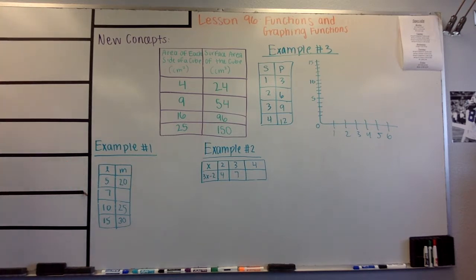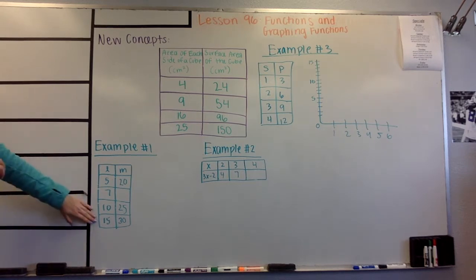So let's take a look at example number 1. It says find the rule for this function. Then use the rule to find the value of m when I is 7. So if we look at the graph and study it to discover the function rule, we see that when I is 5, m is 20. We might guess that the rule is to multiply I by 4. However, when we look at 25 and 10, we know that that's not the case because 10 times 4 would equal 40, not 25. So we look at the values at the bottom of the row and see I equals 15 and m equals 30 at the very bottom.